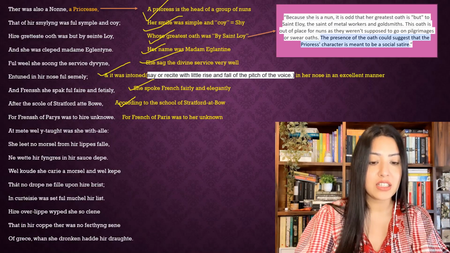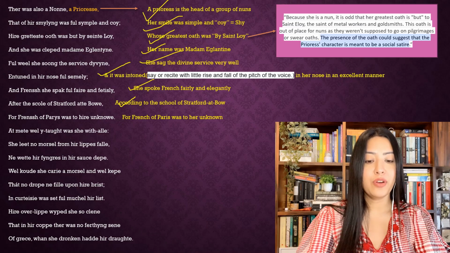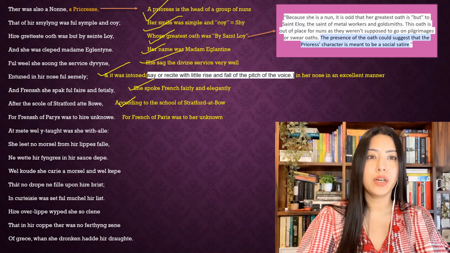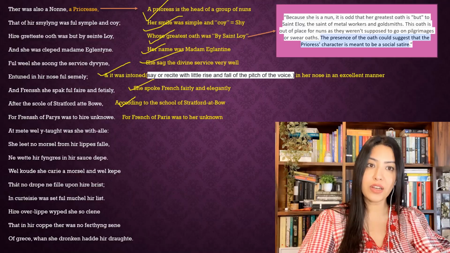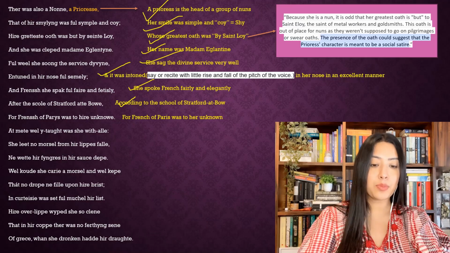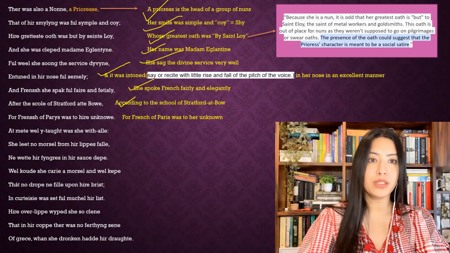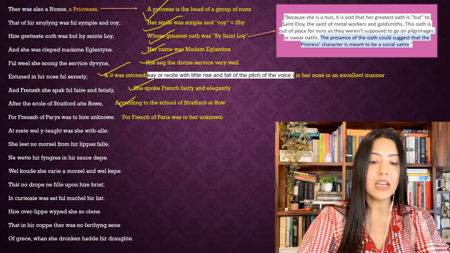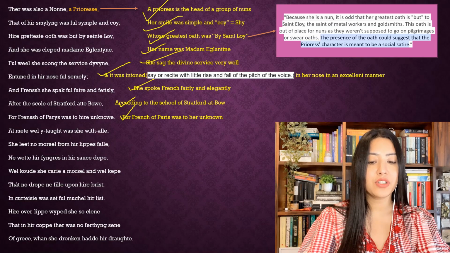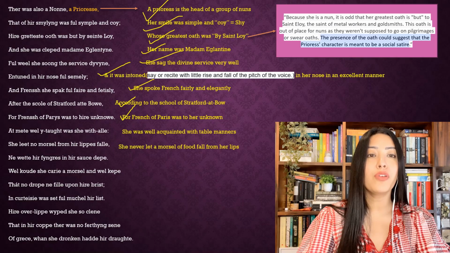She spoke French fairly, but the French of Paris was unknown to her. So the Parisian dialect of French was unknown to her. She knew the French of Stratford at Bow properly, and she used to speak it fairly. She was well acquainted with table manners. She never let a morsel of food fall from her lips.